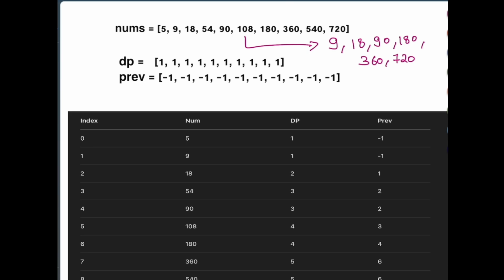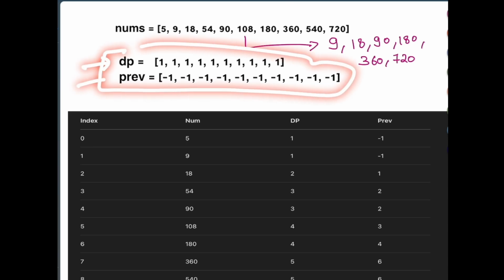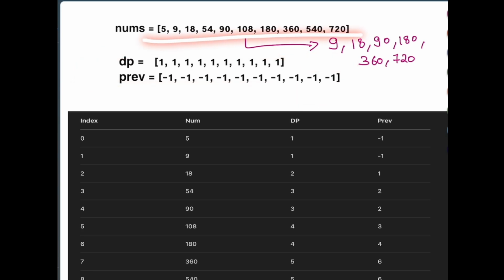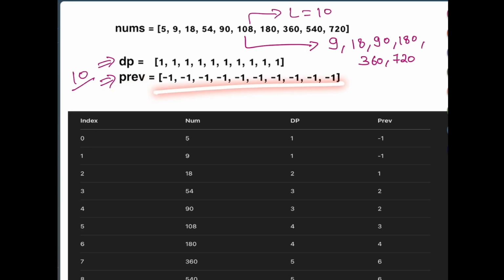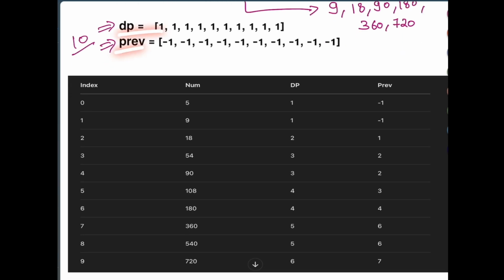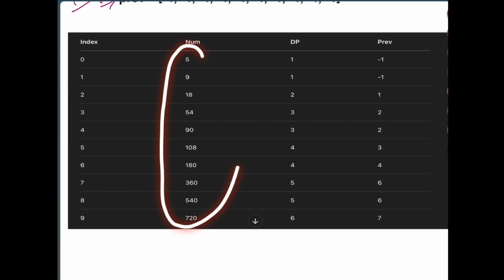In this smarter DP approach, we are going to assign two arrays, and the length of both arrays will be the same, equal to the length of our given input. The given input length is around 10. So you will see that DP and previous both have length 10. DP will initially have 1 for all the elements, and previous will initially have -1 for all the elements. Now I will tell you the approach as well as the thought process behind it. Once you have DP and previous initialized, I have taken the input as sorted, which I have already explained, and why we need the input sorted.